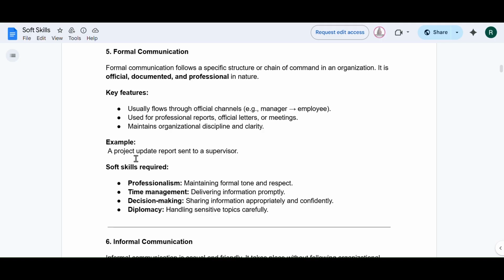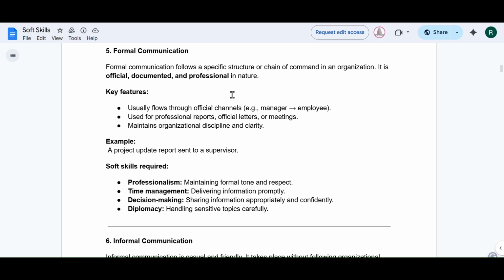Okay, in this chain of hierarchy, we would use formal communication. It usually flows from official channels like managers to employees, and in the college example, from principals to students. Hope you got that point.